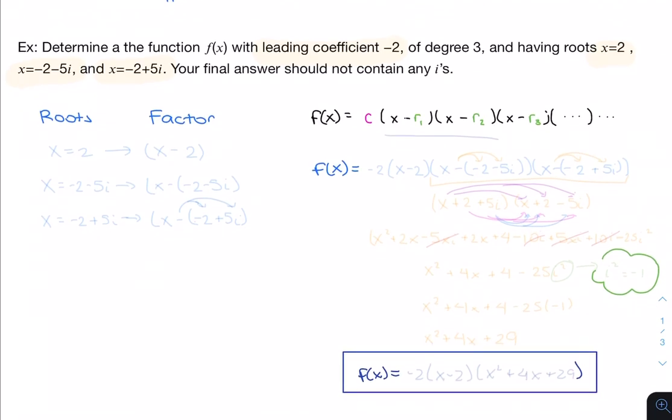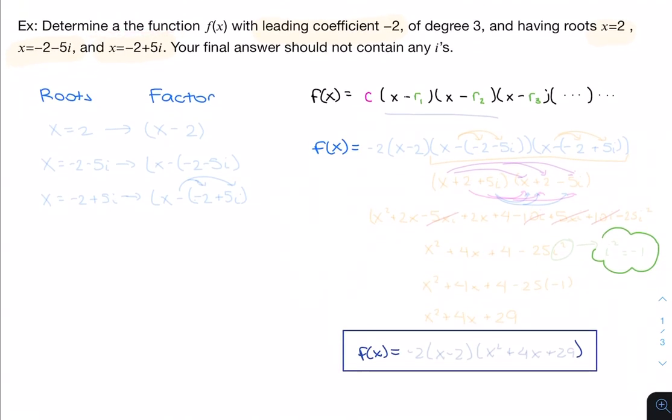If we were asked to determine a function f of x with leading coefficient negative 2 of degree 3, having roots of x equals 2, x equals negative 2 minus 5i, and x equals negative 2 plus 5i. We can do something similar to the previous example, where we list out the leading coefficient multiplied by all the factors. But first, let's rewrite the roots as factors. Our first root is x equals 2. We can rewrite this into a factored form by writing x minus the root, which is 2, and similarly can be done with the other ones.